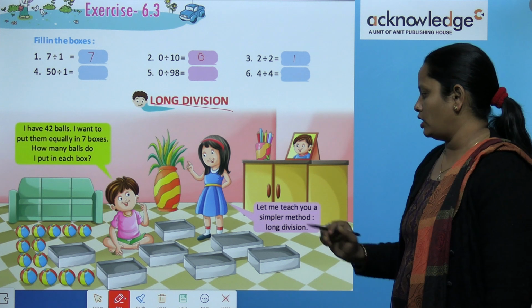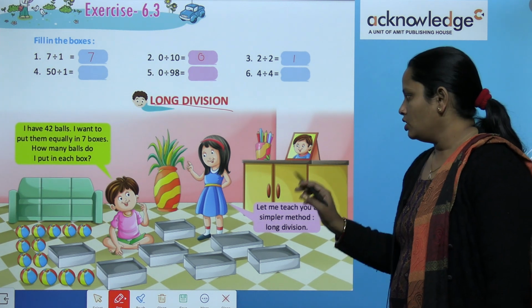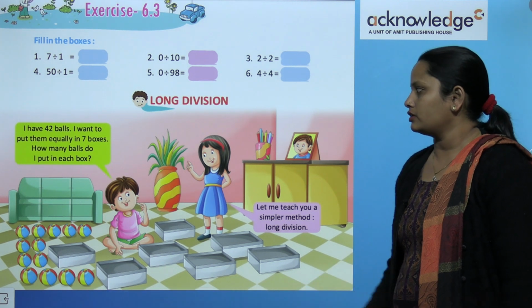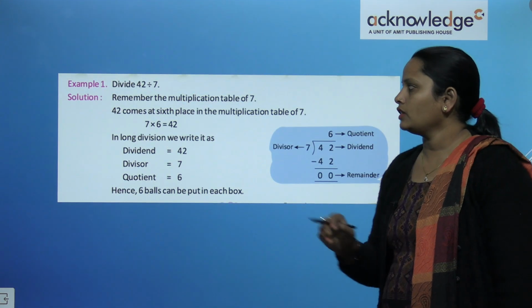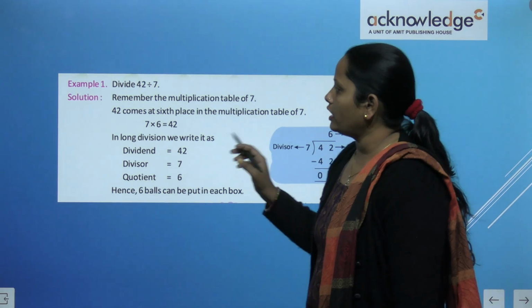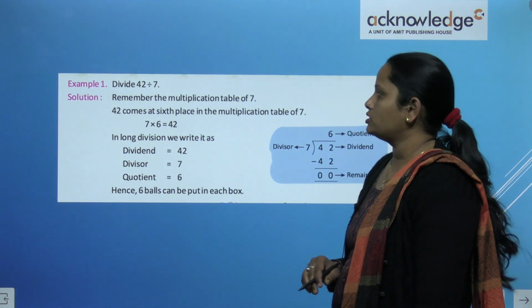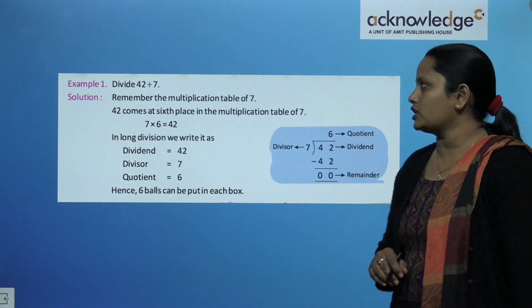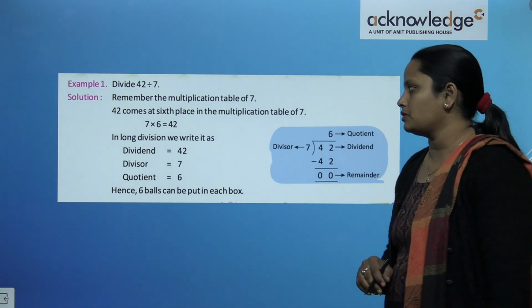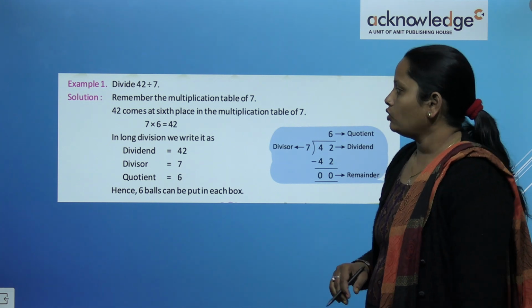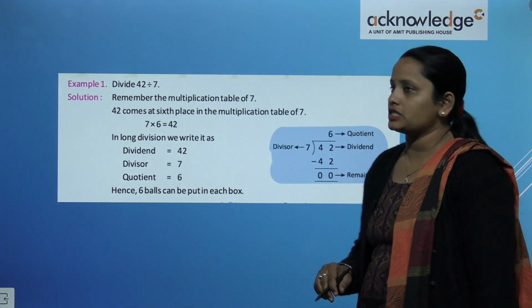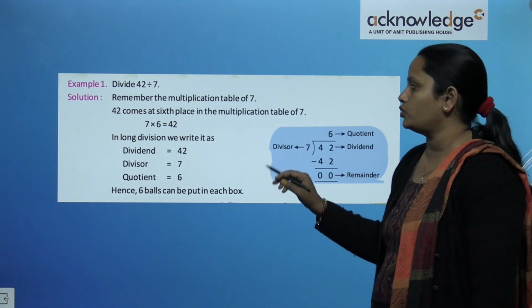Let me teach you a simpler method, long division. So एक long division method है, उससे हम इसे solve करेंगे. Here you can see we have to divide 42 by 7. 42 balls को 7 boxes में रखना है, so let's divide it. So remember the multiplication table of 7. 7 के multiplication table को हमें learn करना है. तो आपने क्या देखा, 42 comes at 6th place in the multiplication table. जब हमने 7 की table 6 time पढ़ी, we get 42 as the answer.